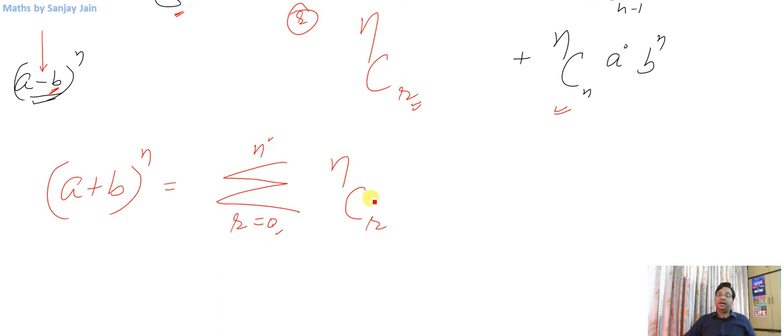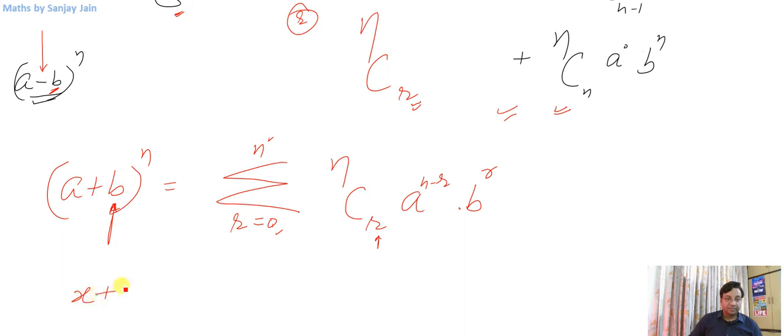So nCr, then I give all the powers to b. So I'll write b raised to power r. And then what I give to a is a raised to power n minus r. This is how we derived, or how we understood, this formula. Okay, let me write it once again.